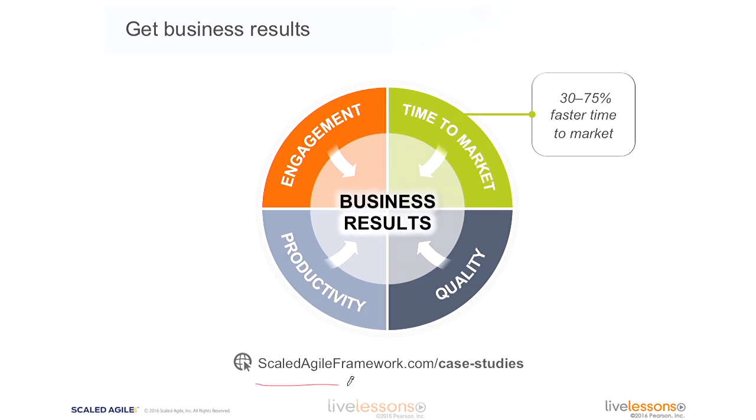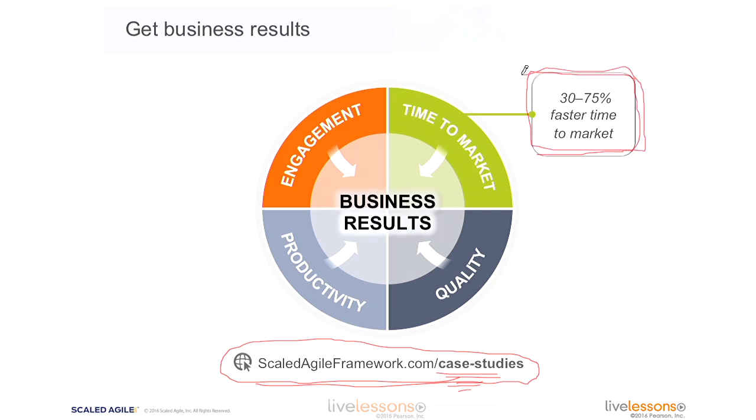How do you know these are true? Well, we don't write them, we only publish them. We don't write case studies, we don't edit them, we rarely contribute to them unless somebody says, hey, would you take a look at this and make sure we reflected the scenario right. What do those case studies report? 30 to 75% faster time to market. That's a pretty big change. It's actually the easiest one to achieve.